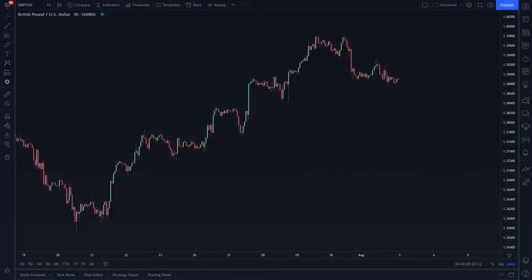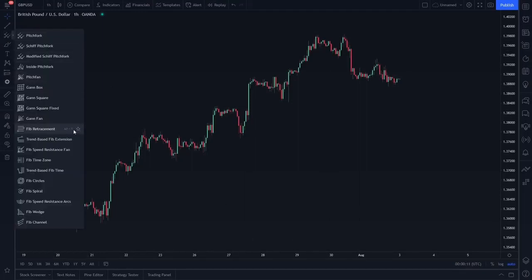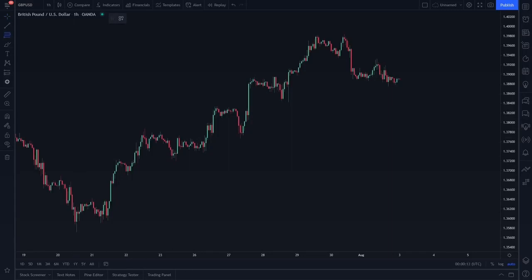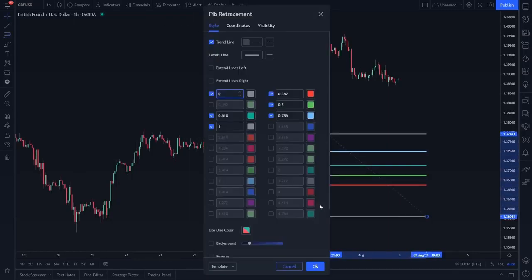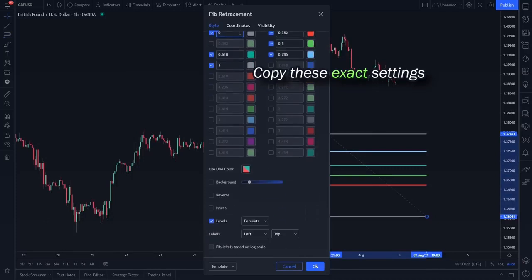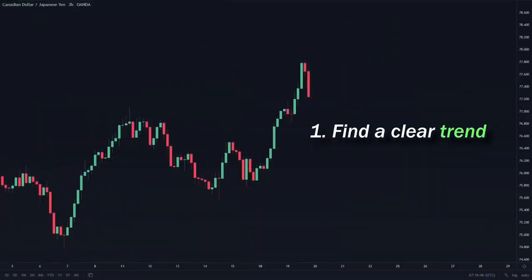Now, if you're using TradingView, the Fibonacci tool can be found on the right side of the screen. So you click it and select Fibonacci Retracements. Now for the settings, I want you to copy these exact values so that it'll be easier for you to follow along. And so here's how you apply the tool onto your chart. So the first step is you want to find a clear trend. Like in this example, here we can see that the market is clearly moving upwards.